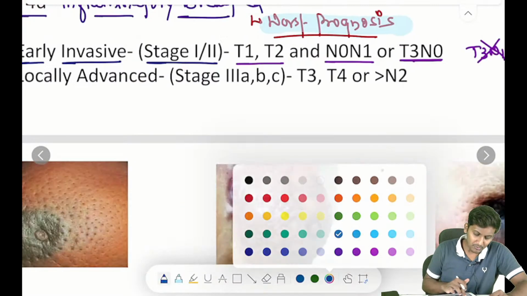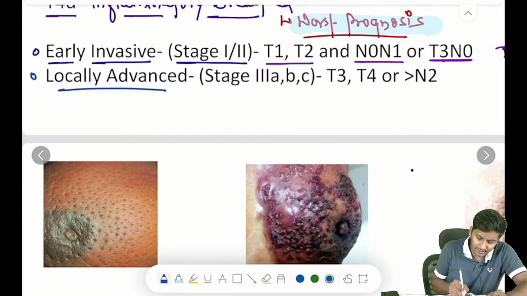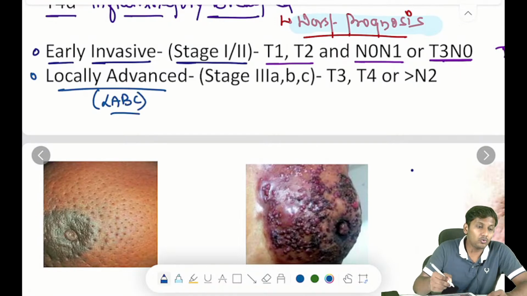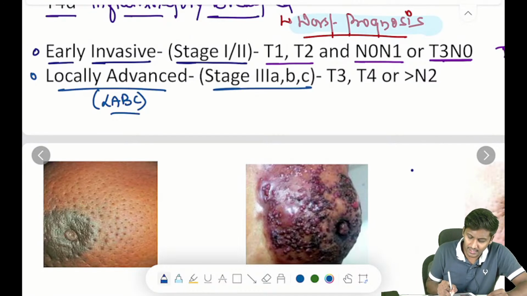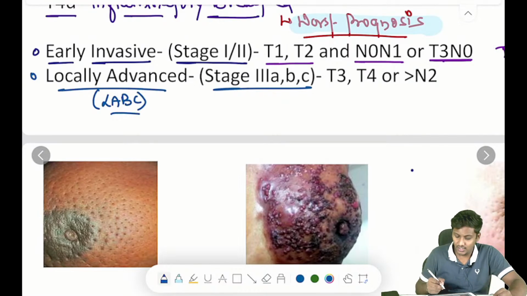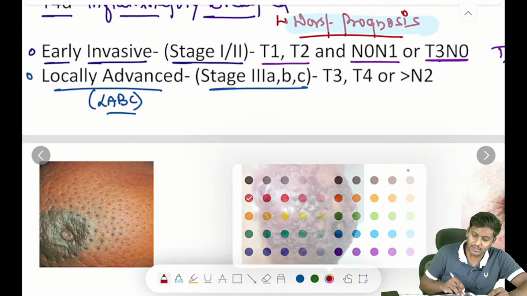Next important is, please remember, if I talk about a locally advanced breast cancer, these locally advanced breast cancers बच्चे are also known as LABC. Locally advanced breast cancer is also called as LABC. LABC or locally advanced breast cancer, it is stage 3A, 3B and 3C. इसमें कौन से stagings आते हैं?